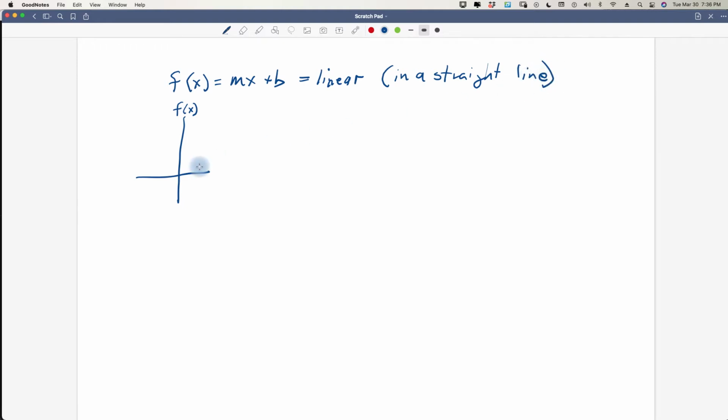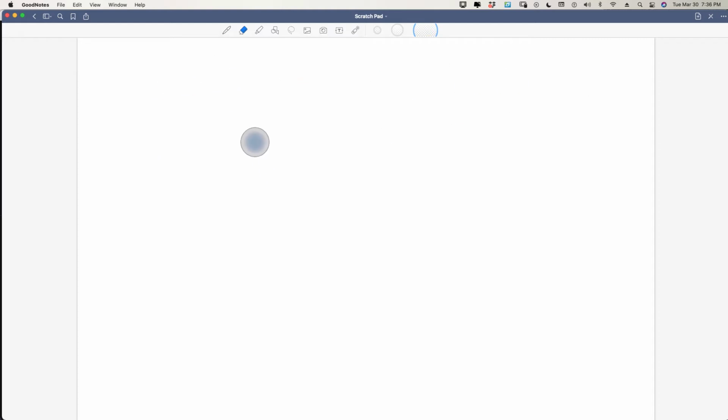So with a linear function, you would see a line that looks like this. And that is supposed to be straight. It's not really, but you get the idea. So that is what we're looking at. We're in a straight line, a linear function. Okay? All right. Now we're going to look at some non-linear functions.